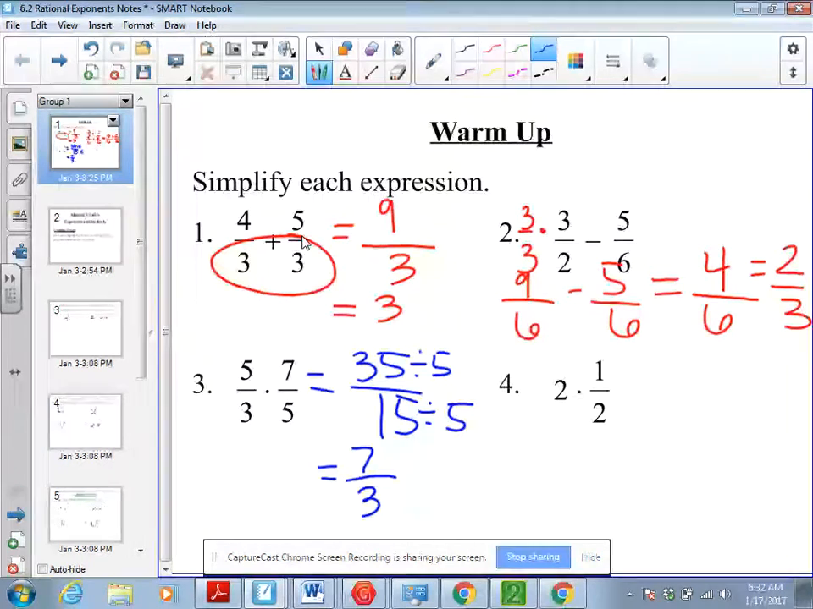Number 4 is multiplication, so I do not need a common denominator, but I should have a denominator, so I'm going to go ahead and put that over 1. So I'm going to multiply these and these. 2 times 1, that's 2. 1 times 2, that's 2. We know that 2 over 2 is 1.